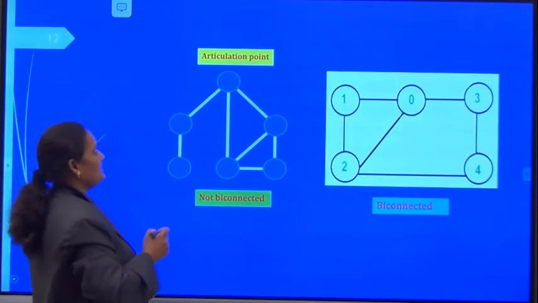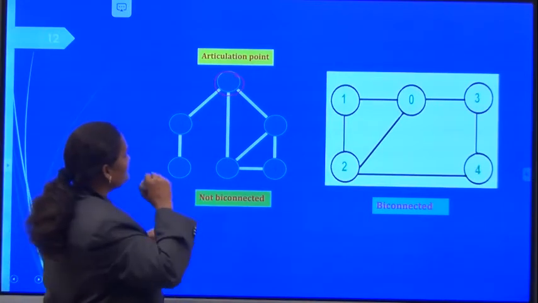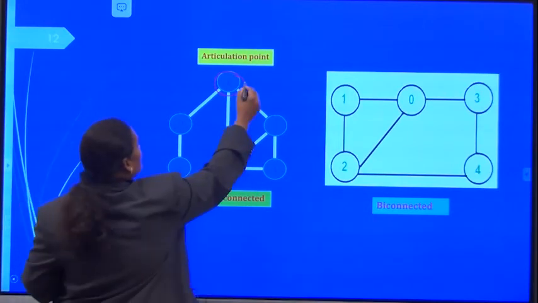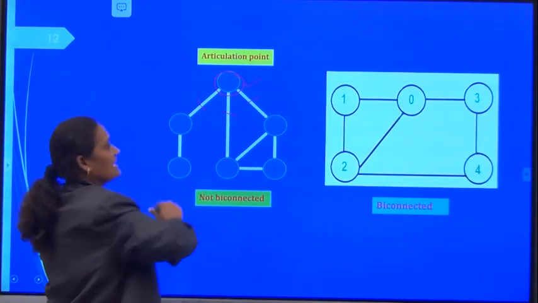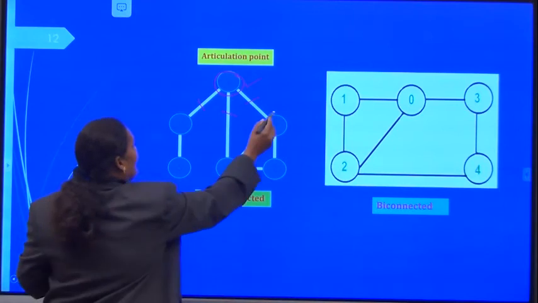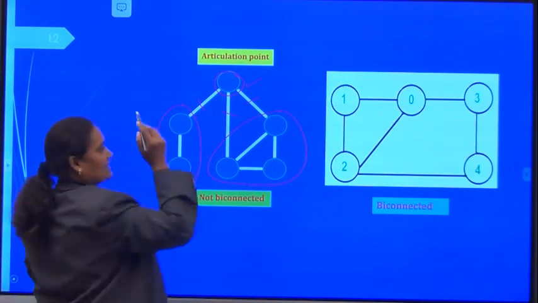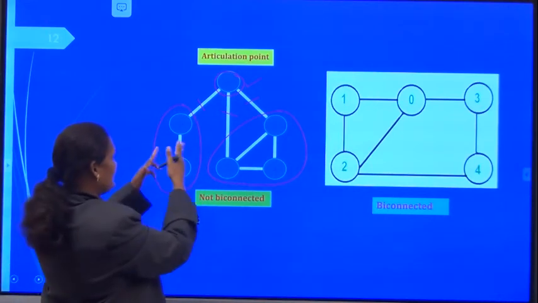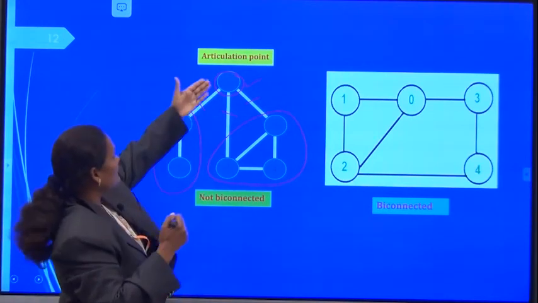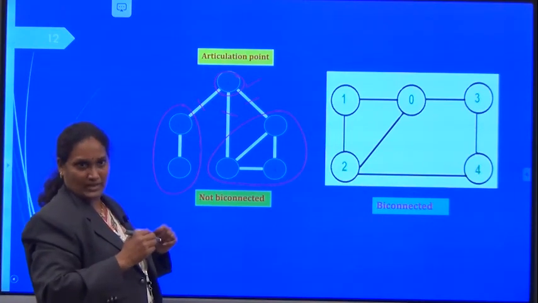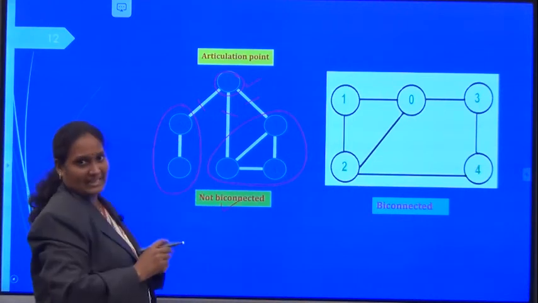Let us see the first graph. Here this vertex becomes an articulation point. Why am I saying this vertex is an articulation point? If I remove this vertex from the graph, its edges will also be removed, that is, these 3 edges will be removed. So the graph is divided into 2 connected components. This is one connected component and this is another connected component. Since the graph is divided into 2 connected components by removing one vertex, we call this vertex an articulation point. Since this graph contains an articulation point, it is not a biconnected graph.